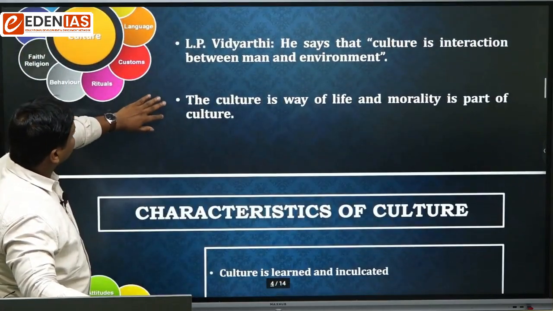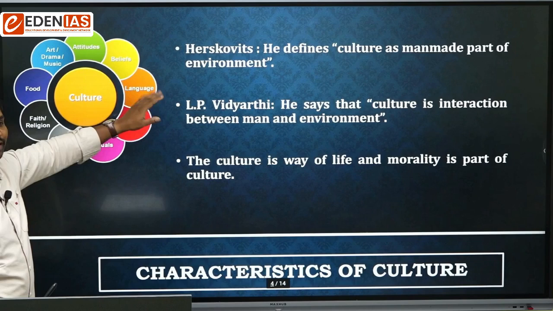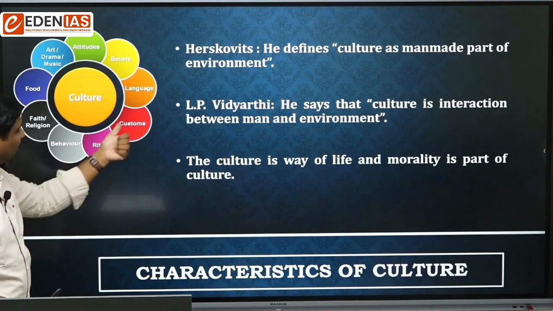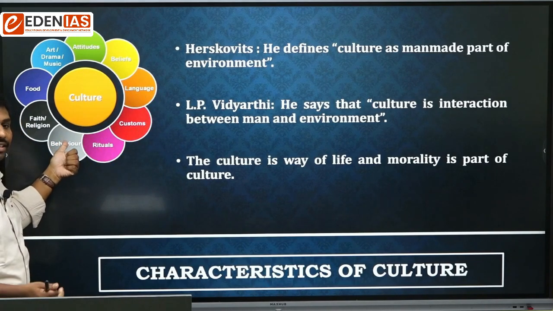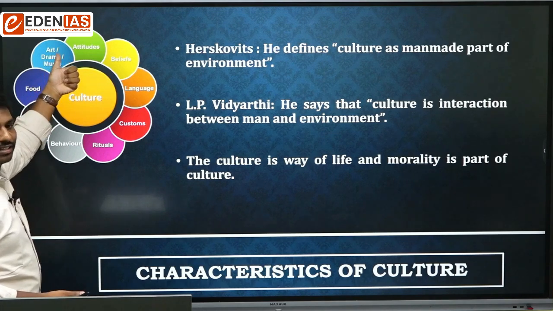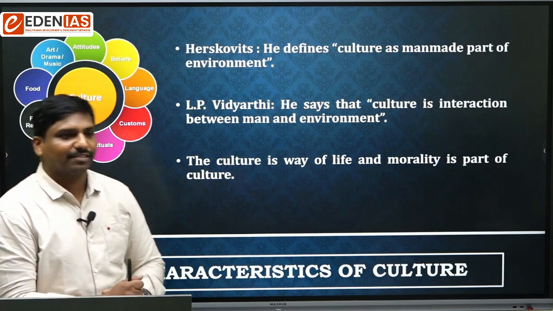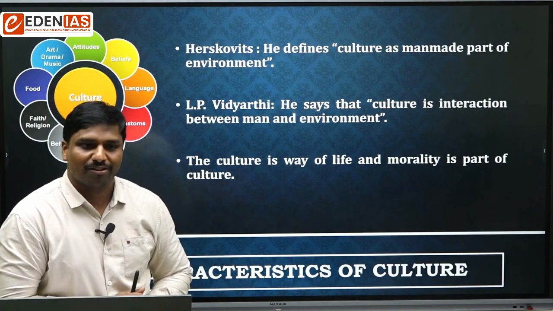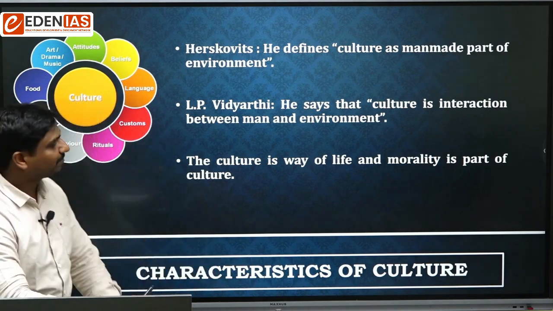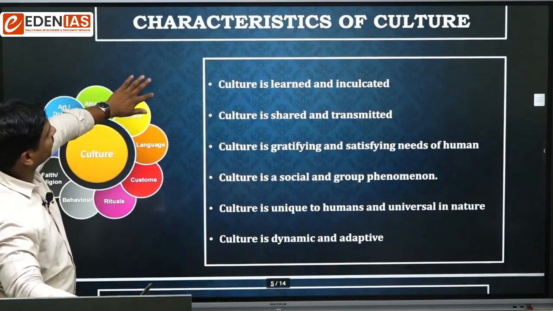After understanding the definition, here in this diagram you can also see what culture includes: language, customs, rituals, behavior, faith or religion, food habits, art, drama, music, attitudes, or beliefs. So this summarizes what culture or the cultural components are. So that is with respect to the definition of culture.